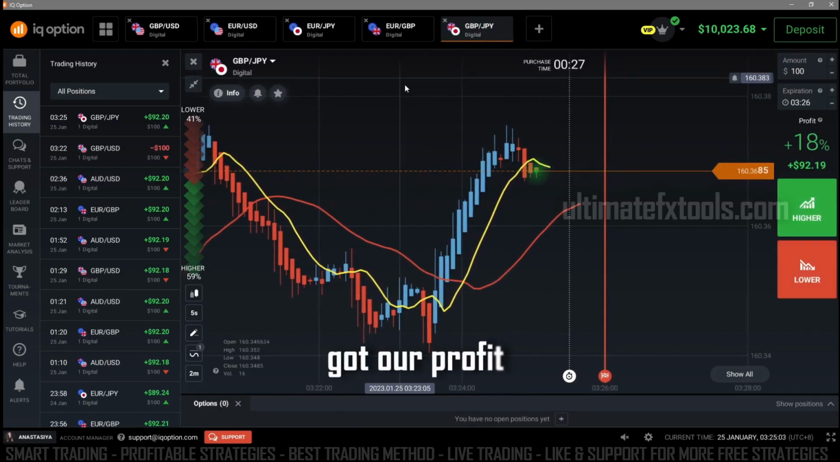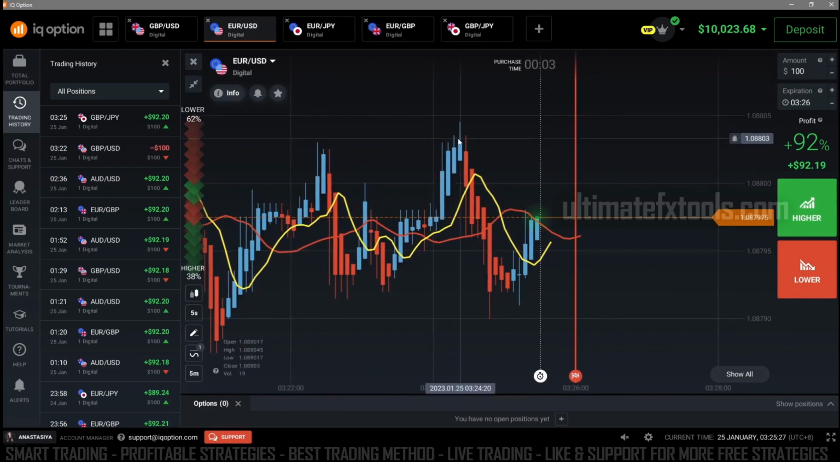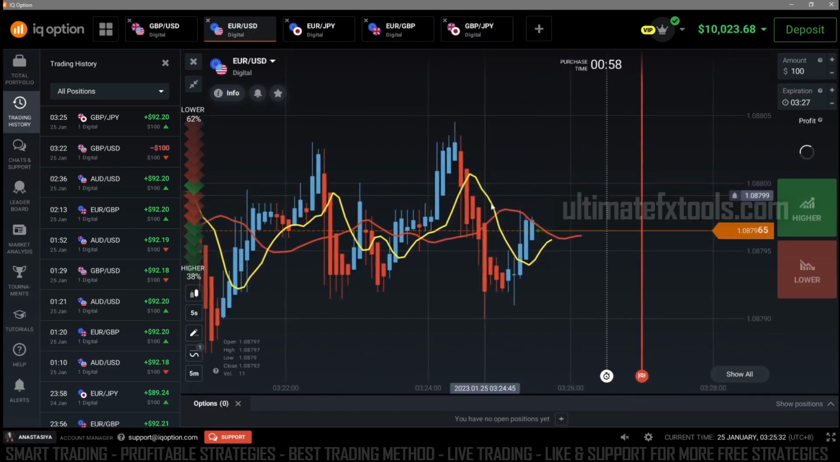Got our win on that trade. Let's trade another one. Better to trade on a currency pair that has good trending candle bars.